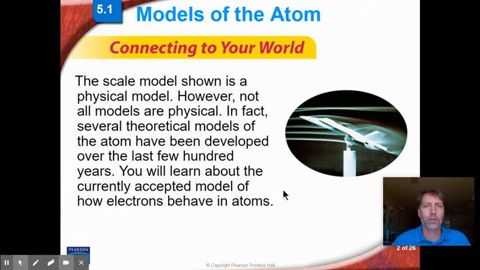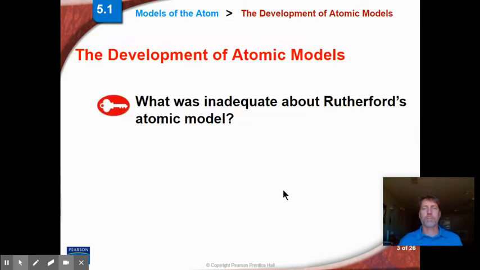today. So, some questions we had is that the Rutherford model left short some aspects, even though the Rutherford model helped us understand that most of the atom was empty space and that the center was a nucleus. Remember, he used that gold foil experiment.